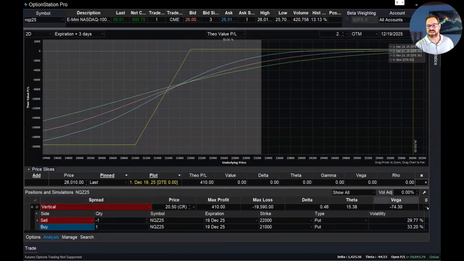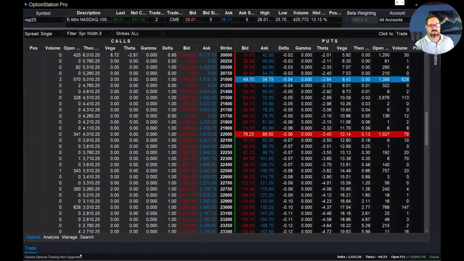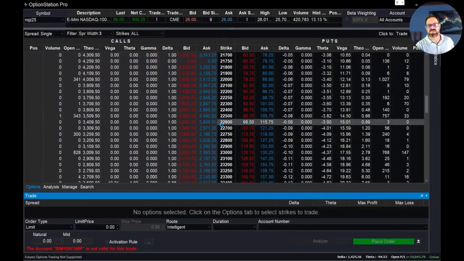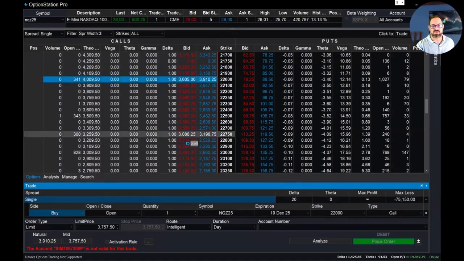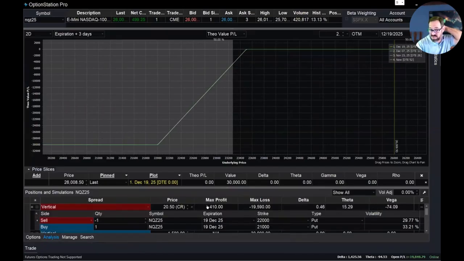And if we go to the call side, take that off, go back, get rid of the position. Here we go. And it was long 22,000, short 23.5. Obviously, it was a good trade. So long 22,000, short 23.5. And right now, natural's at 1,500. The initial entry for me, though, was a lot different.